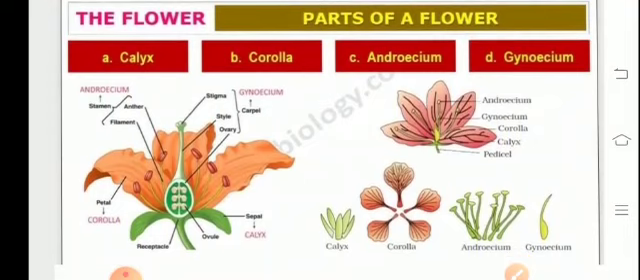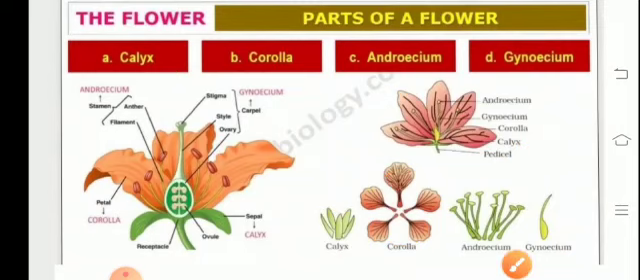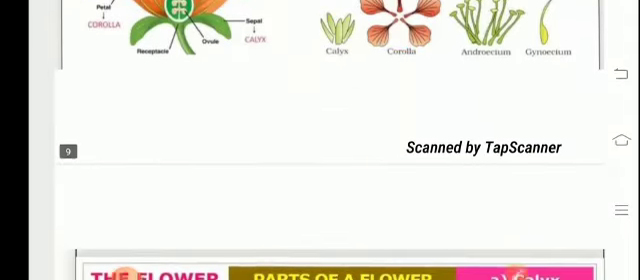The parts of the flower are basically calyx, corolla, androecium, gynoecium, where calyx and corolla are referred to as the accessory whorls, and androecium and gynoecium are referred to as the reproductive whorls or the essential whorls. So here the stalk of the flower is referred to as the pedicel. The green colored structure comprises the sepals. So the sepals form the calyx. The petals form the corolla, which is beautifully colored. The stamens form the androecium, and the gynoecium is referred to as the pistil or the carpel also.